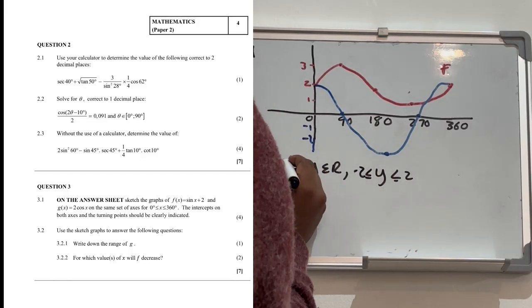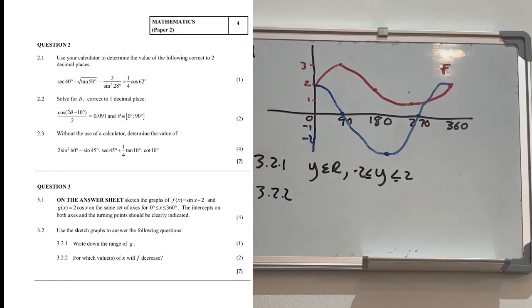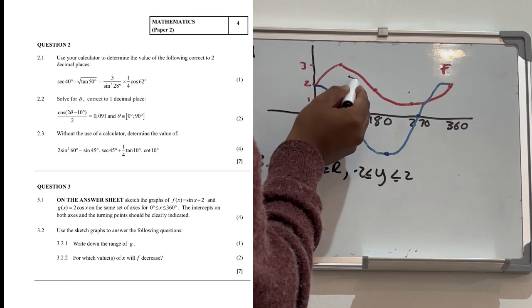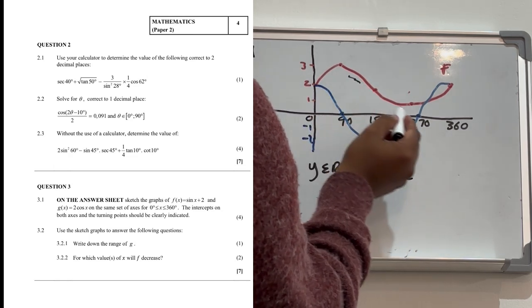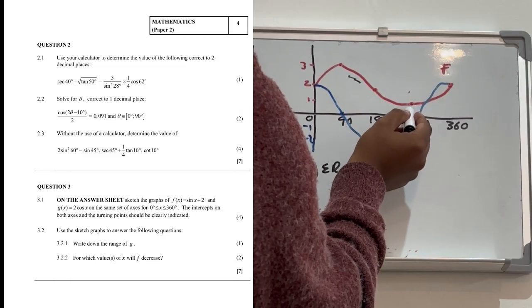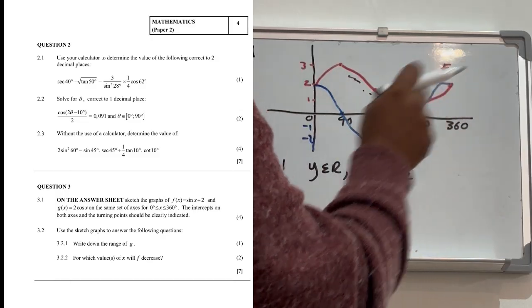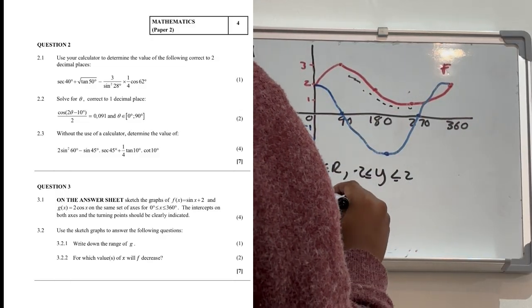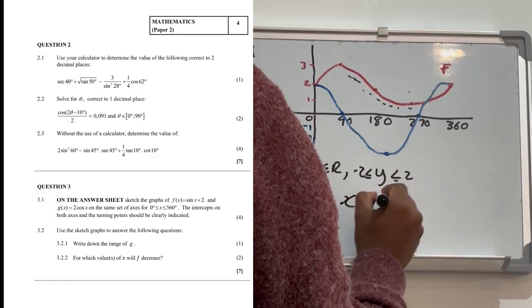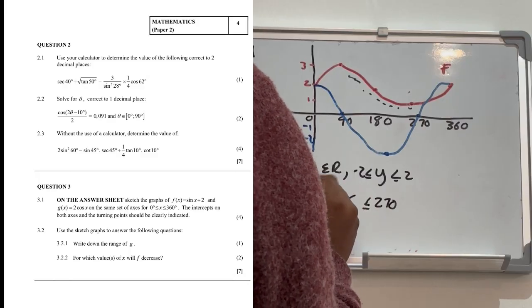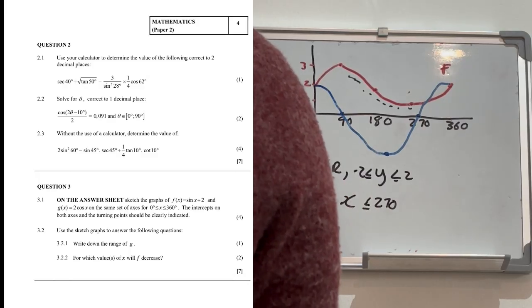Then 3.2.2 says for which values of x will f decrease. So where does f decrease? Can you see? If you look at the graph, where does f decrease? Here, f decreases at this part here, from there till by 270 basically. So this whole space there, that's where f decreases. So that means x is going to be between 270 and 90 degrees. Okay?